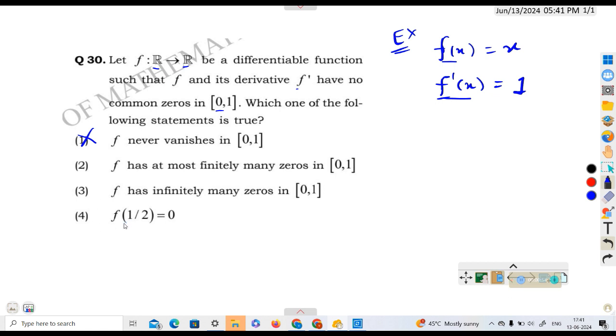Let's just consider the fourth option, f(1/2) has to be 0. If this is so, f(1/2) is not 0 here, so this is also not true. Now we are left with two options: f has at most finitely many zeros, and f has infinitely many zeros in 0 1.